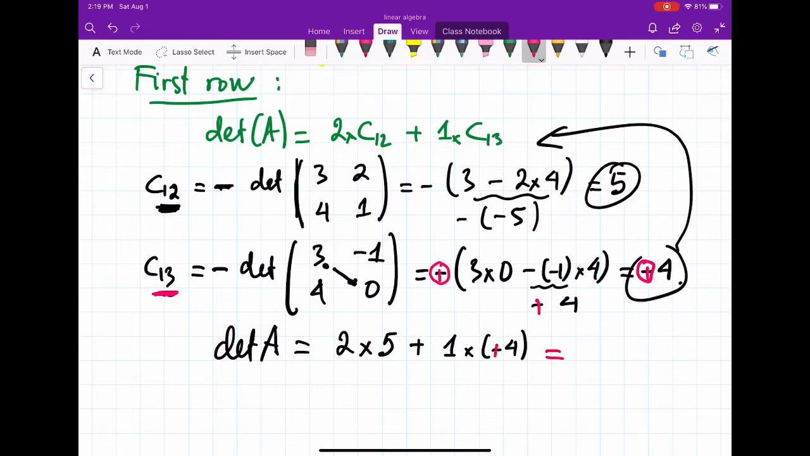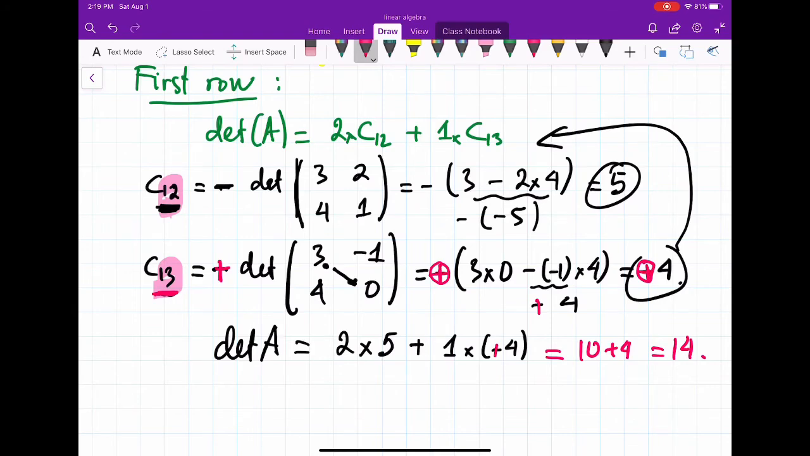That's why 10 plus 4 is 14. So that is the determinant of the matrix A. Okay? Please pay attention to this. Don't make a mistake like me. Now 1, 3 are of the same parity. 1, 2 are not of the same parity. So if they are of the same parity, you have plus in here, plus in here, and plus in here.